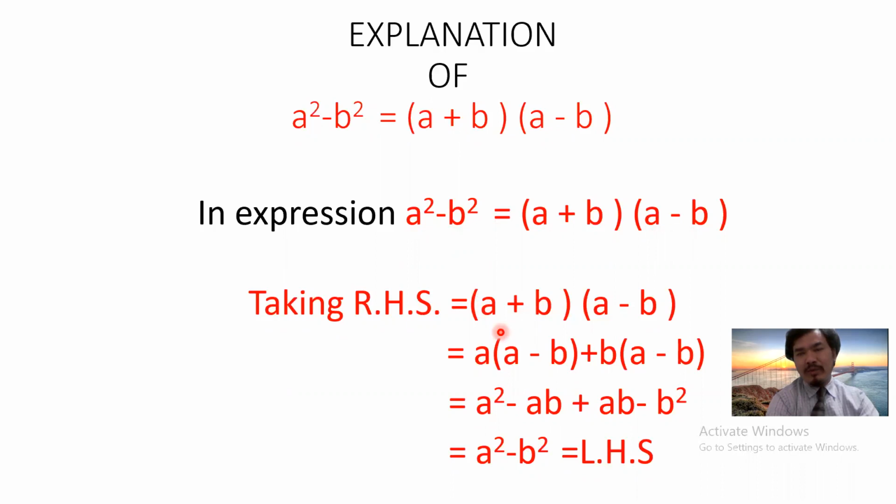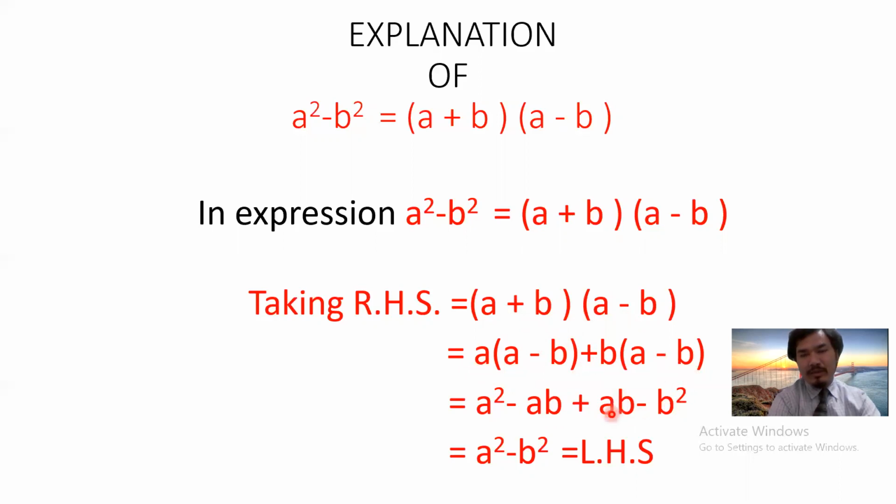Now I am going to multiply. This a multiplies with a minus b, so a into a minus b, then plus b into a minus b. Now remove the brackets: a into a is a square, then a into minus b is minus ab, then plus b into a is plus ab, then plus b into minus b gives minus b square, because plus into minus is minus, and b into b is b square.